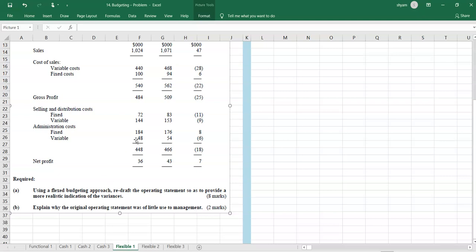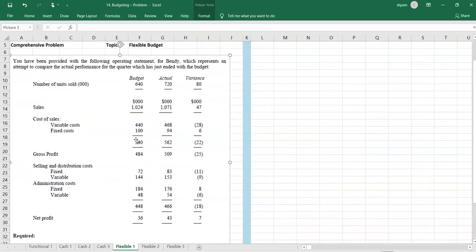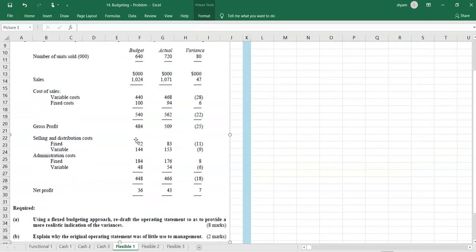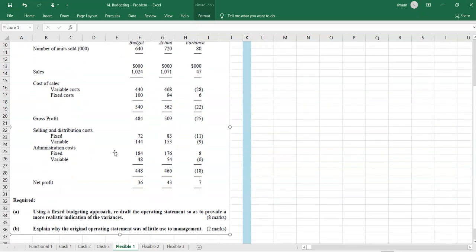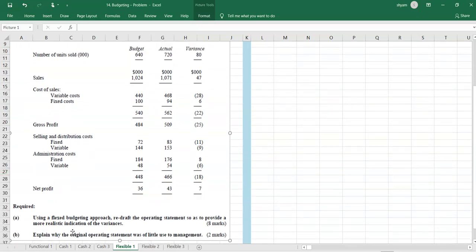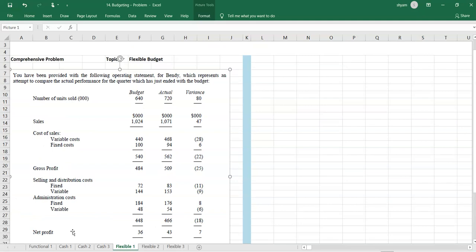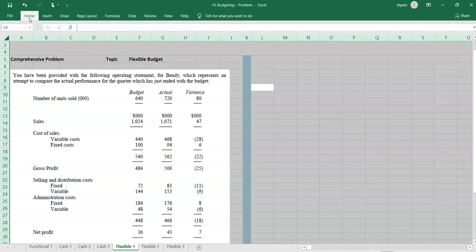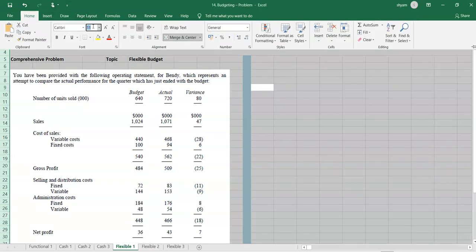So they have given us some data and we have to redraft it in terms of flexible budgeting, and we have to work out. We have already seen in the theory video that flexible budgeting refers to conversion of the budget units into actual unit terms, but the amount per unit should be in terms of the budget. So we have to work out this problem and see how flexible budgeting works.